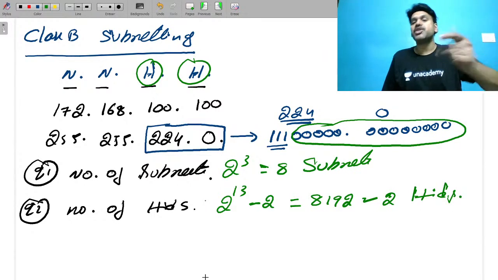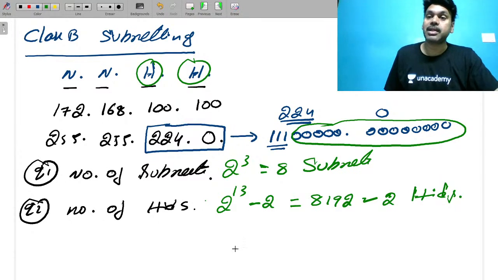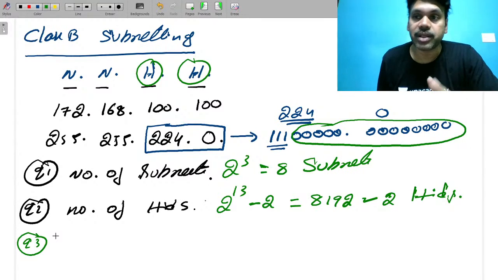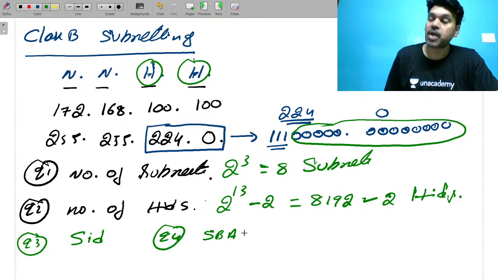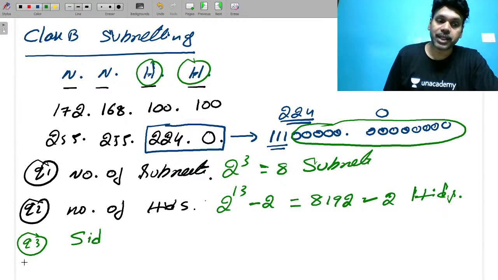As usual, he will ask you subnet ID and subnet broadcast address. I have already shown you the methodologies, but model 2 and model 3 you follow very well. So question number 3 is subnet ID and question number 4 is the subnet broadcast address. How are you going to get it? Very simple. So let me do it. You also practice like me.